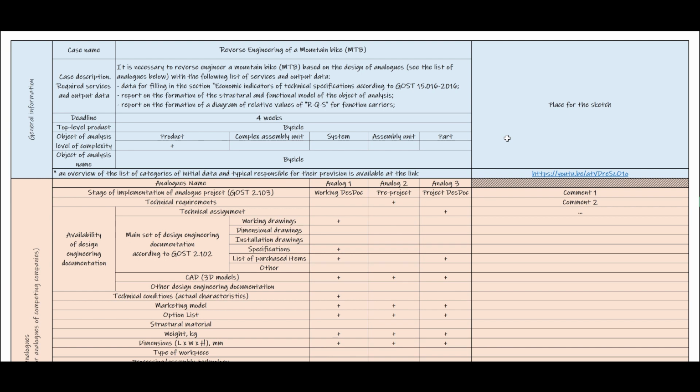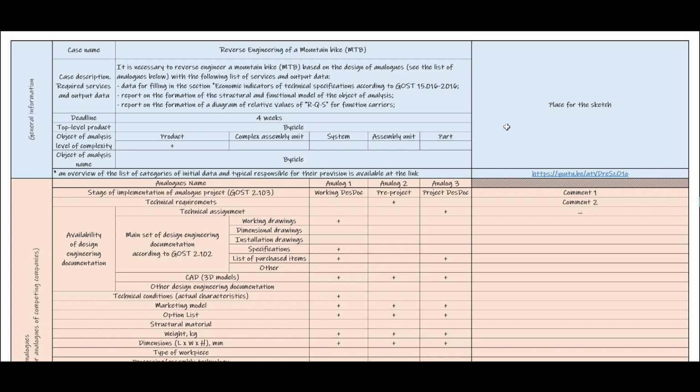The practical use of this unified form can be conditionally divided into two stages. First stage, before the conclusion of the NDA, or the stage of depersonalized data. Second stage, after the conclusion of the NDA, or the stage of full disclosure of the initial data by the customer of the services.